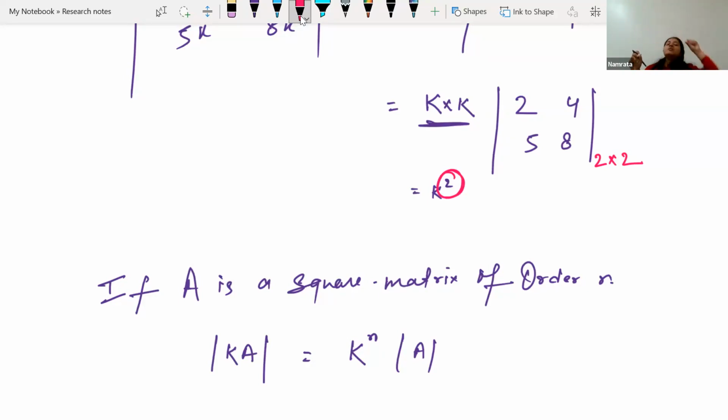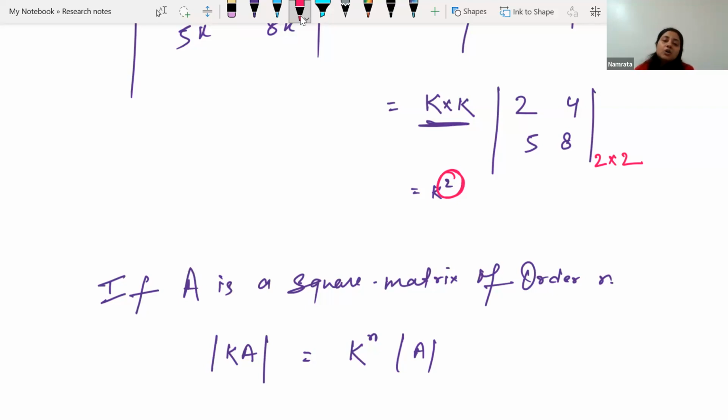We can take out k common from rows, or we can say the same thing about columns also. We can say that we are taking k common from the first row, from the second row, from the third row, from the fourth row. Like this, we are taking k out of each and every row, and then we will end up getting k to the power n. Or we can say that we are taking k common from the first column, from the second column, from the third column, from the fourth column.